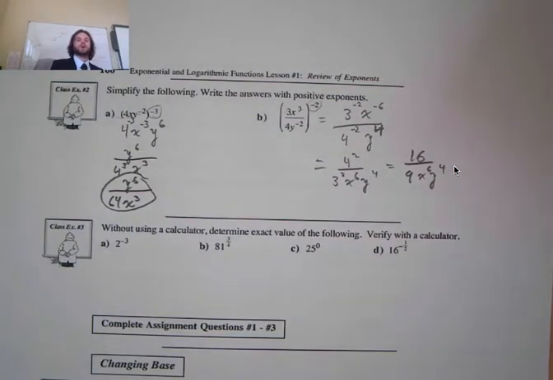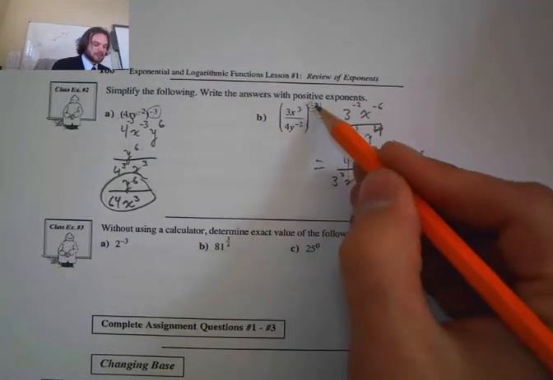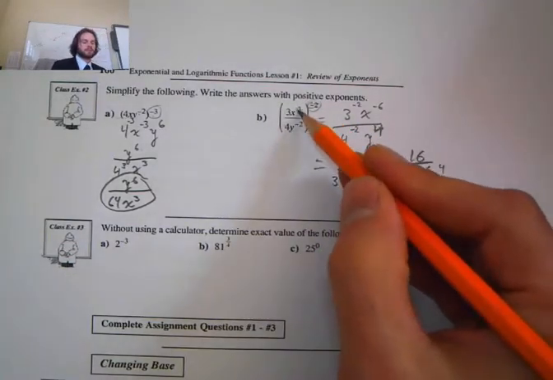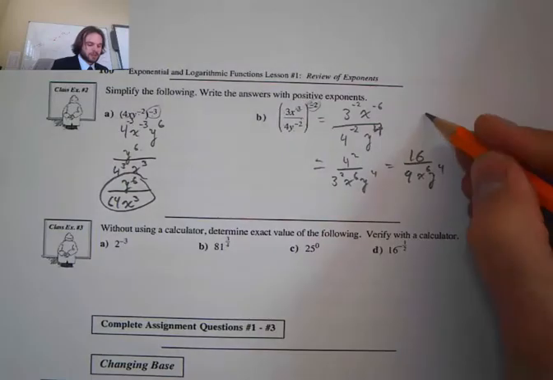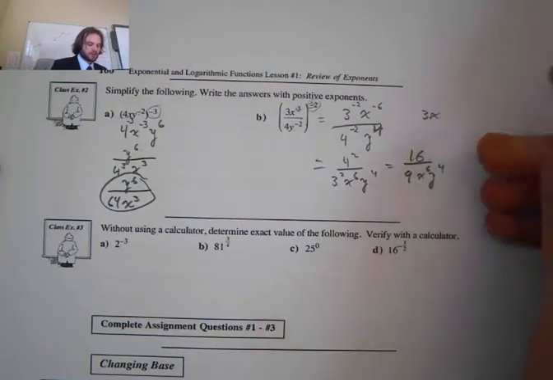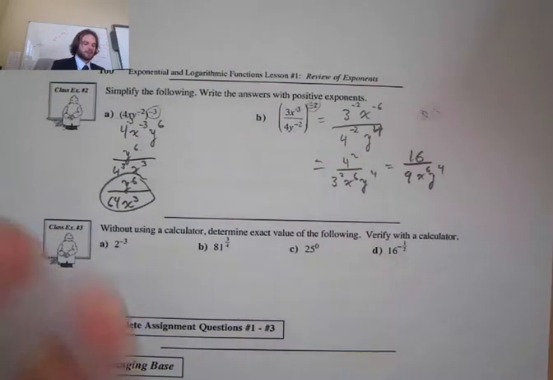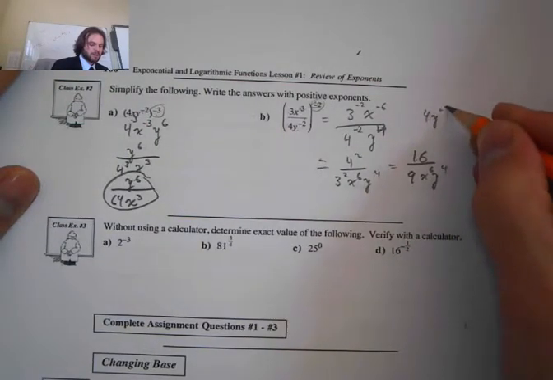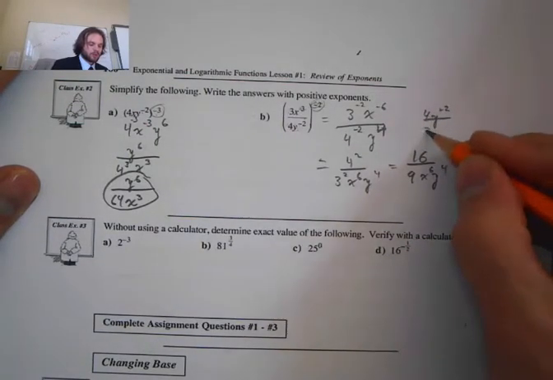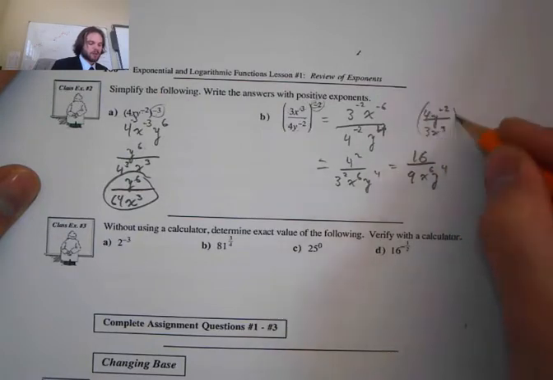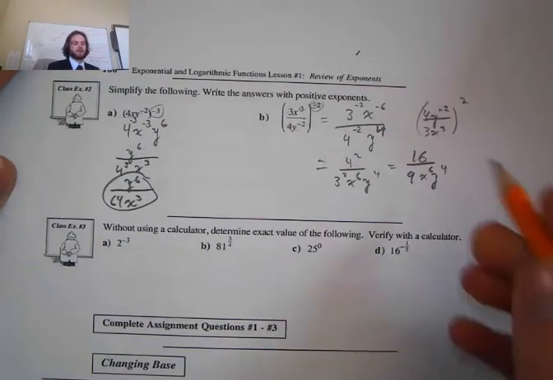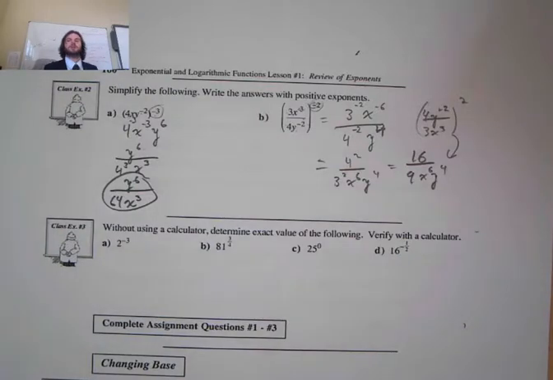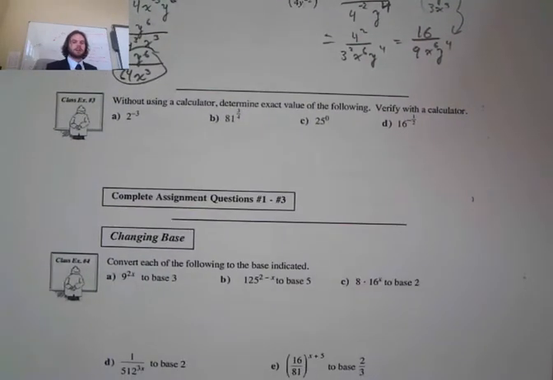Now there is another way of doing this. Since this is a negative, I could have flipped both of these in there, and I could have just said 3x, and just flipped it first, and I'd have 4y to the negative 2 all over 3x to the 3, all squared, and then squared everything, and it would have eventually given me the same answer. So there's more than one way of tackling these problems. All right, let's take a look at the next one.